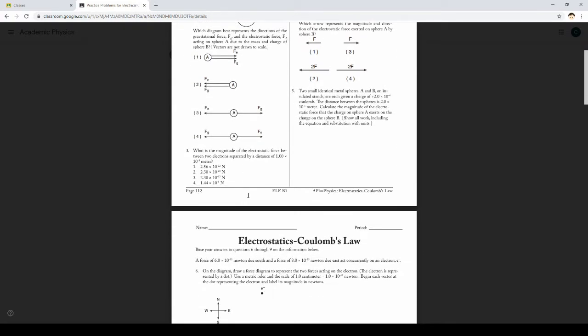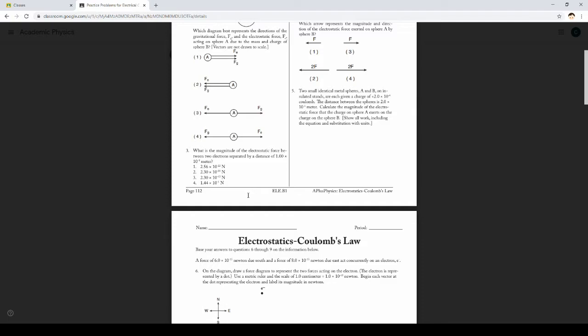Number 3. What is the magnitude of the electrostatic force between 2 electrons separated by a distance of 1 times 10 to the negative 8th meters? You're going to use kQQ over r squared, where the 2 Q's are 1.6 times 10 to the negative 19th.